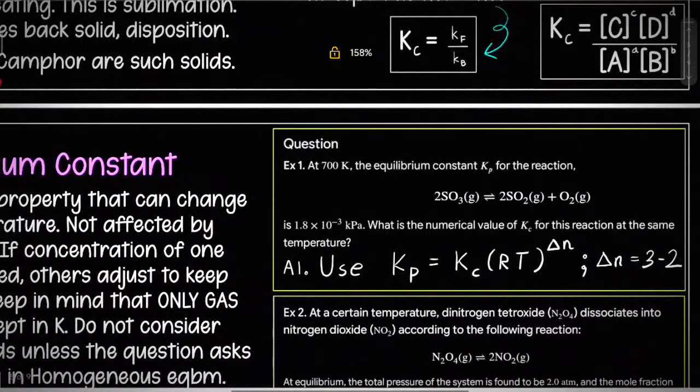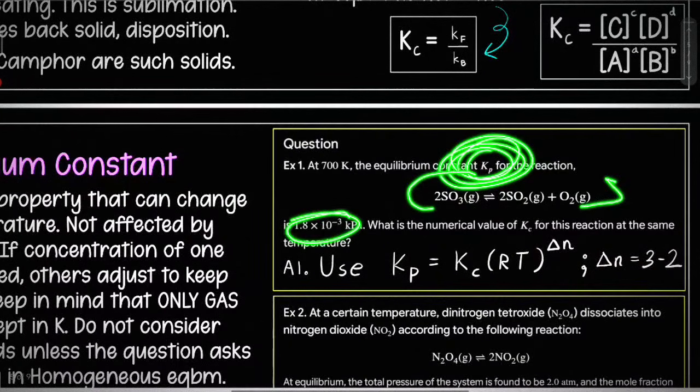First of all, let's look at this question. At 700 kelvin, the equilibrium constant Kp, the partial pressure equilibrium constant, for this reaction is given.